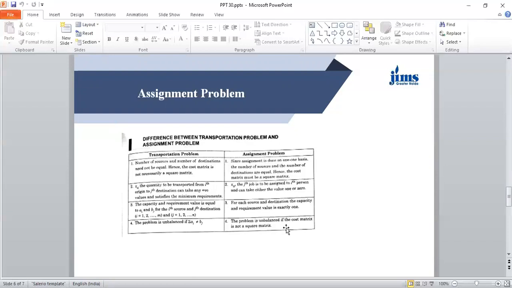In the transportation problem, if Xij is the quantity to be transported from the ith origin to the jth destination, it can take any positive value and it can satisfy the minimum requirements. But in the assignment problem, xij means the jth job is assigned to the ith person, and it can take either the value 1 or 0: 1 if it is assigned, 0 if it is not assigned.